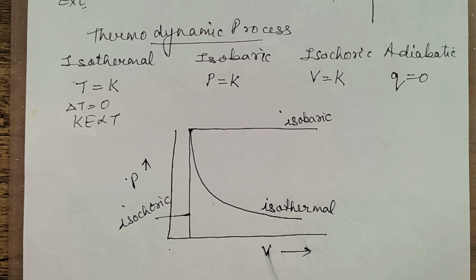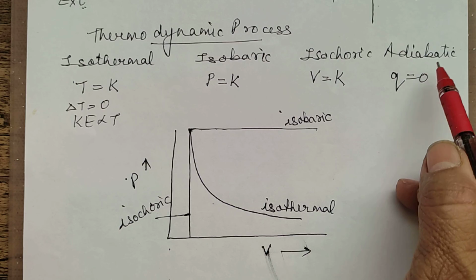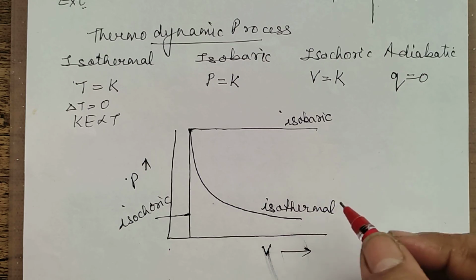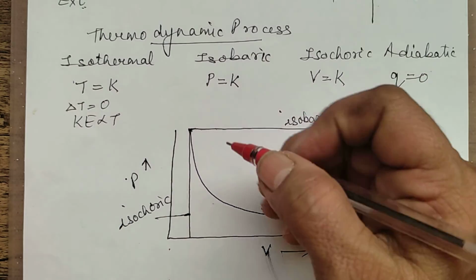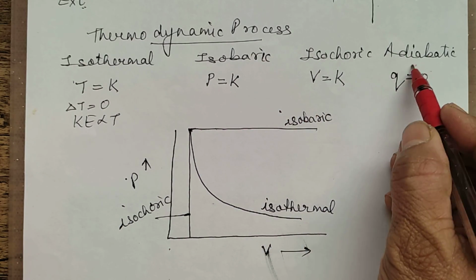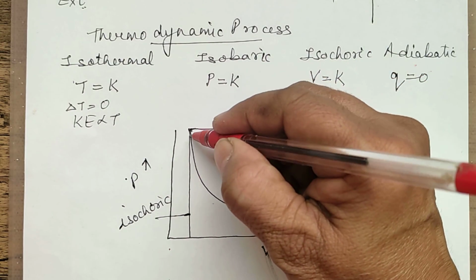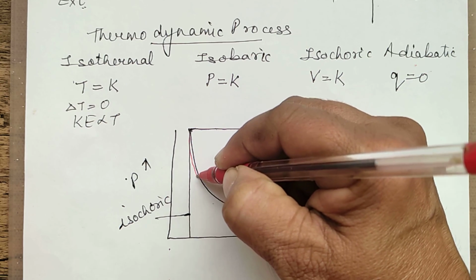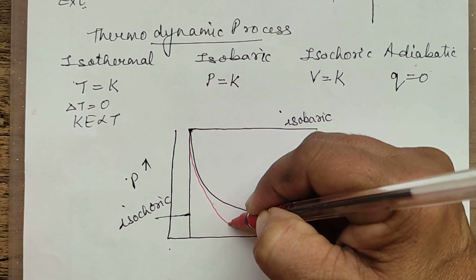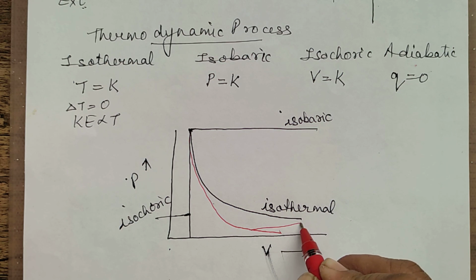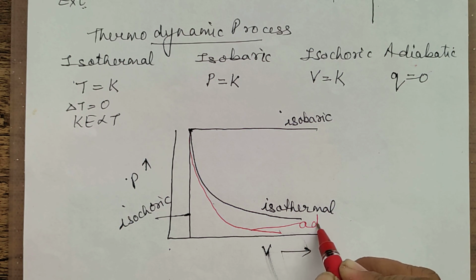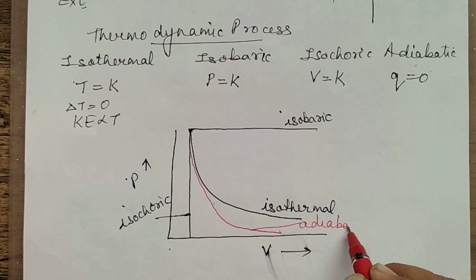Last one I'll draw with the other color. Adiabatic. Adiabatic means no heat change taking place. There is a difference between isothermal and adiabatic graph. You'll always find this one is having more slope. So it will be like this. It will be below. Not exactly as I've drawn, but whenever you have 2 lines like this, the lower one will be for adiabatic. This is for adiabatic.